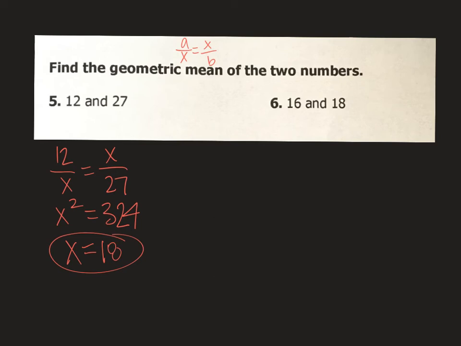When I look at number 6, I'm going to do the same thing. 16 over X equals X over 18. I'm going to cross multiply to get X squared equals 288. Now, I haven't paid enough attention to the homework for this section yet to realize if it wants an exact answer or a decimal answer. 288 is not a perfect square, so if it wants a decimal answer, just make sure you round it appropriately.